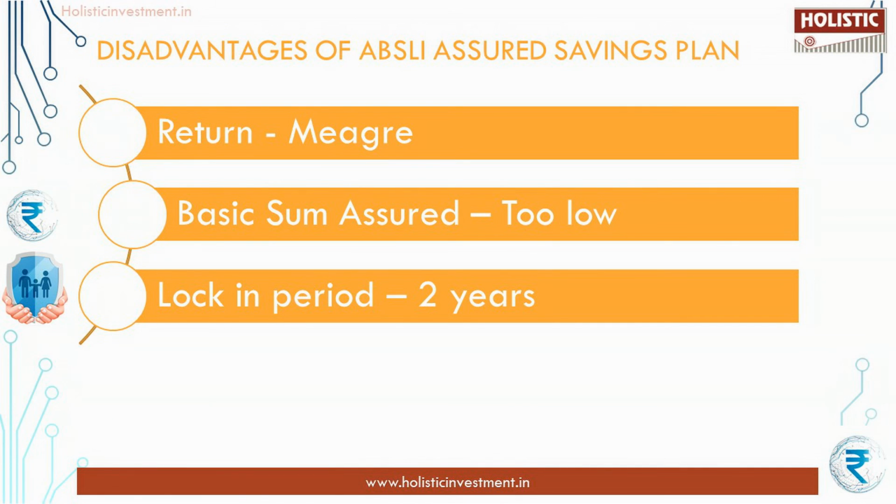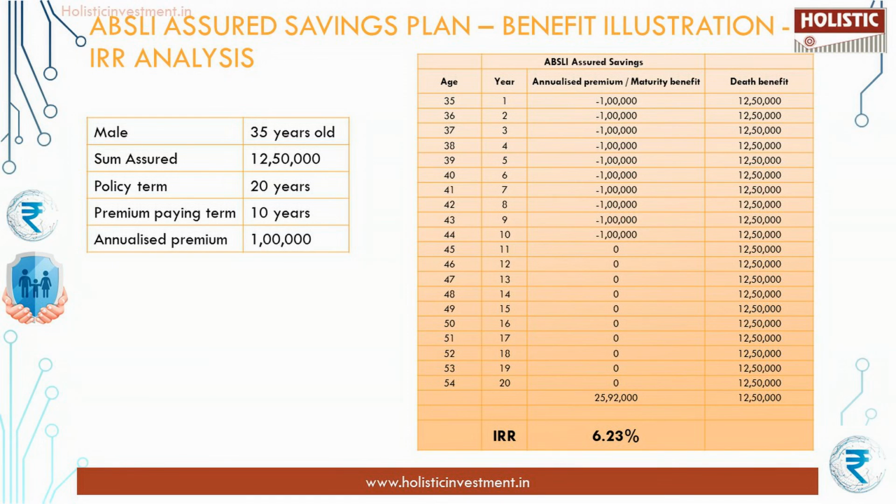Disadvantages of ABSLI Assured Savings Plan. Though you get assured benefits, the return is meager. The sum assured is low to cover the basic needs of the family. The lock-in period is 2 years for surrendering or getting a loan. The return component under ABSLI Assured Savings Plan is neither linked to the market nor does it participate in the company's profit, that is non-linked and non-participating. So the benefits are assured. These assured benefits include loyalty additions which are payable only at maturity.